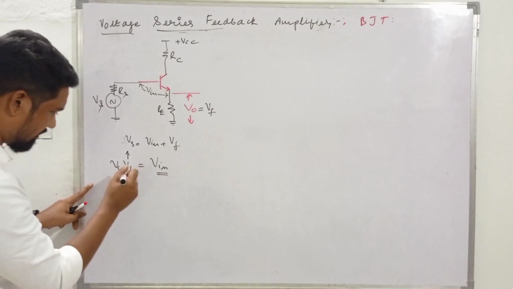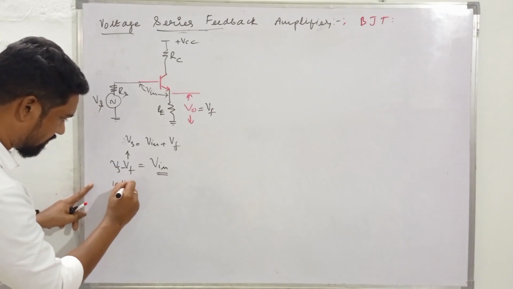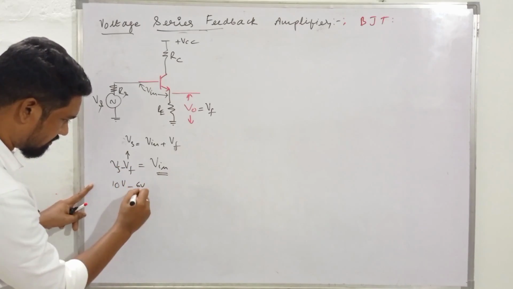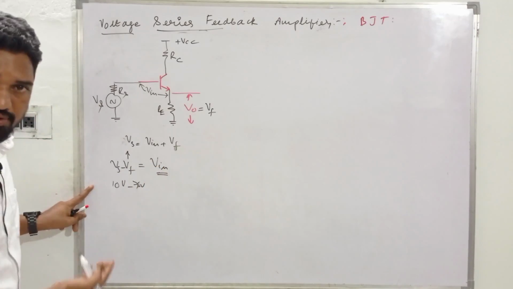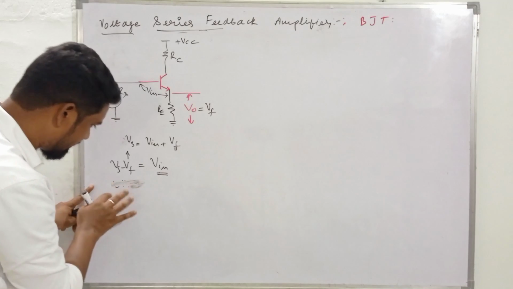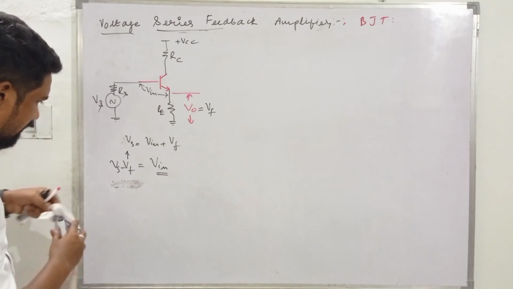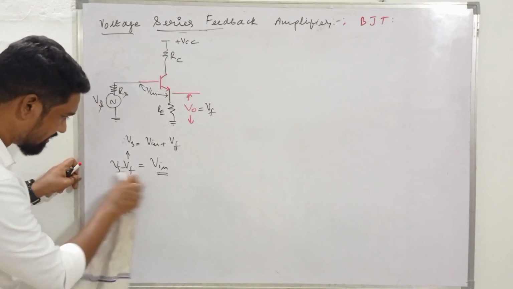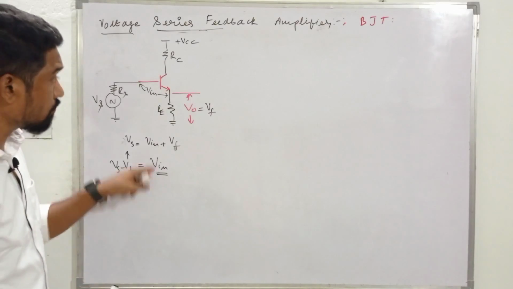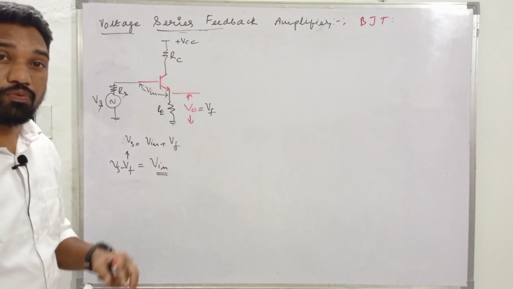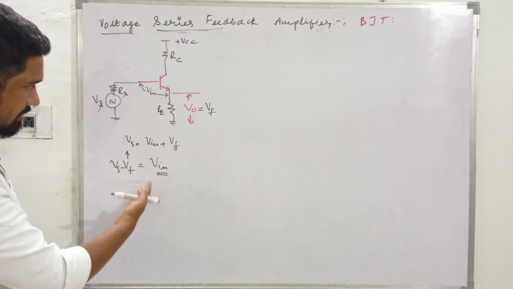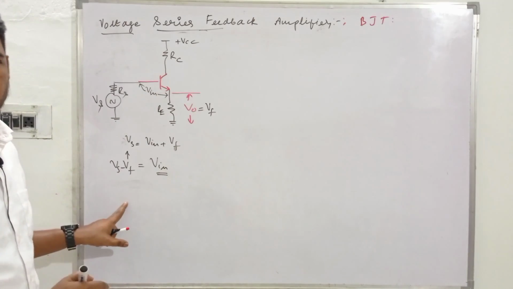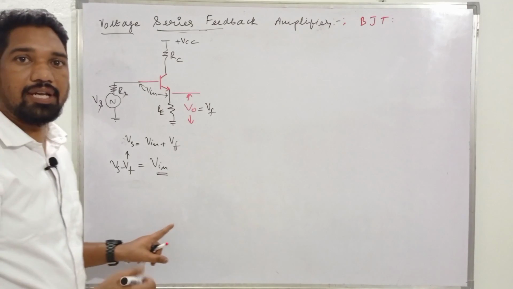See, Vs is 10 volts, and the feedback goes 6 volts, 7 volts, 8 volts. What is happening with the Vin? There's a reduction, isn't it? With the increase in the feedback voltage, there is a reduction in the input voltage reaching the transistor, and so this configuration is known as negative feedback, not positive feedback, and that is employed in amplification.